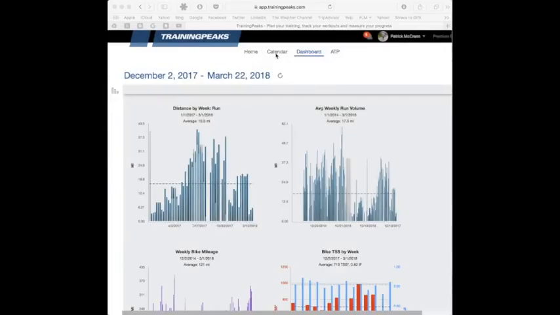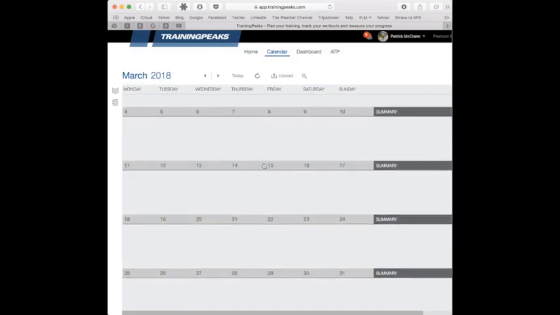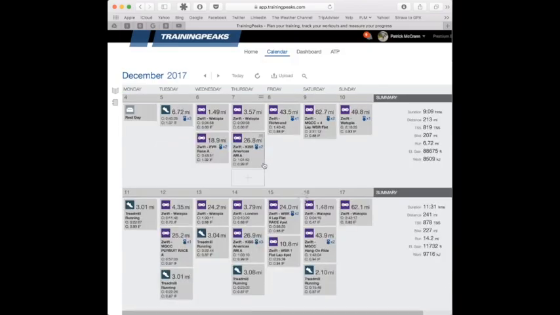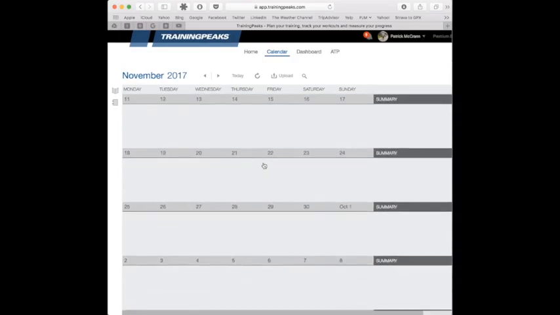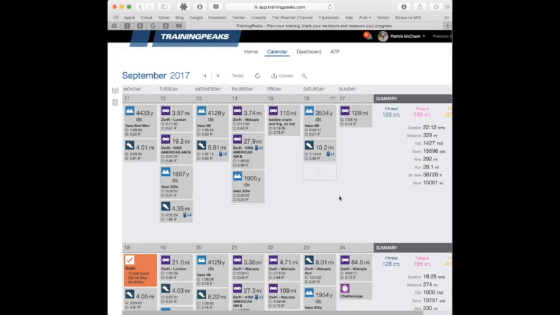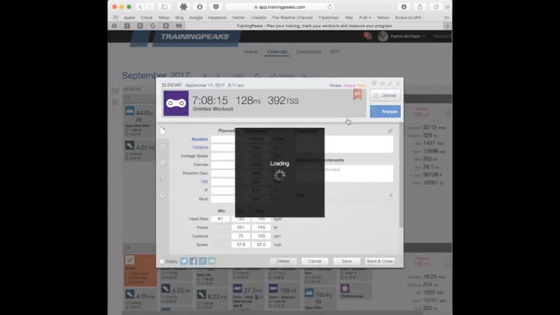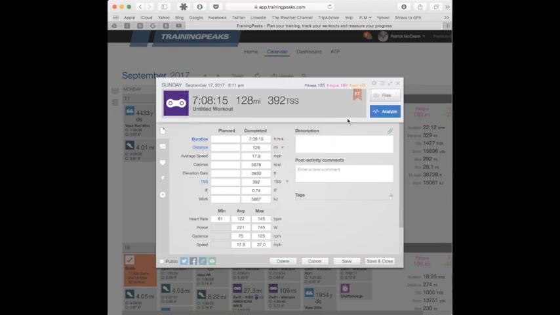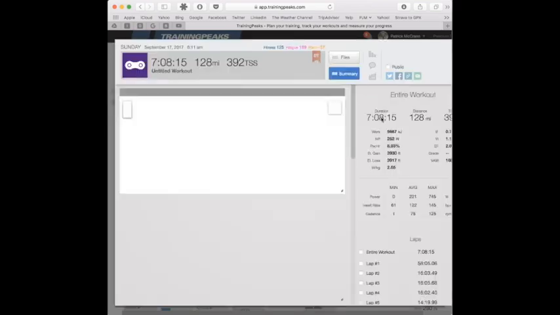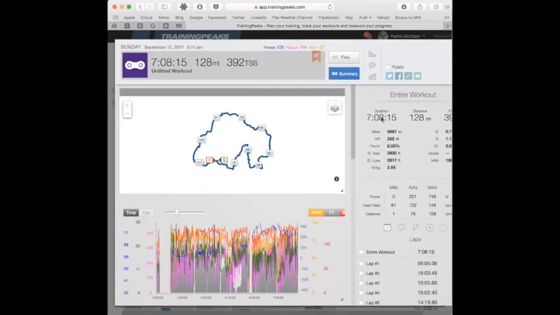So we're going to go to calendar, and my calendar's here. I'll go back to, let's say, October, September, somewhere in there. I was doing some longer rides. Here's a long ride that I did. Hopefully this is not the one where I lost all my power. Let's analyze this workout. This is a mega workout I did. This is my ride around Rhode Island.